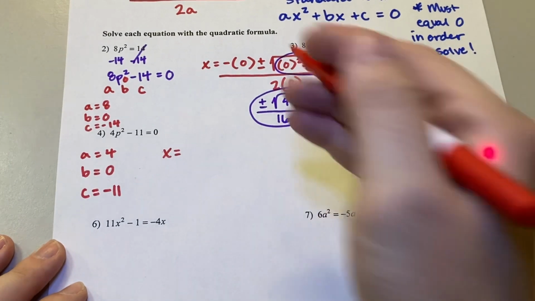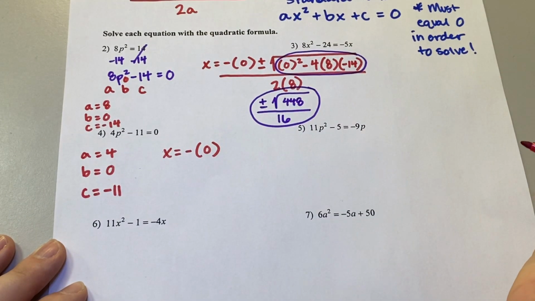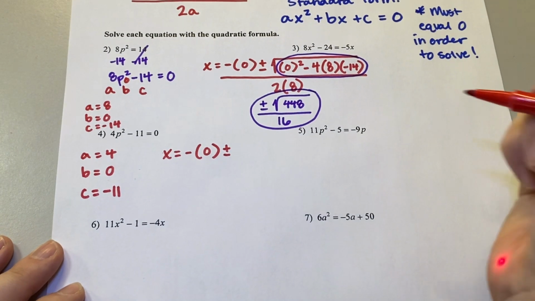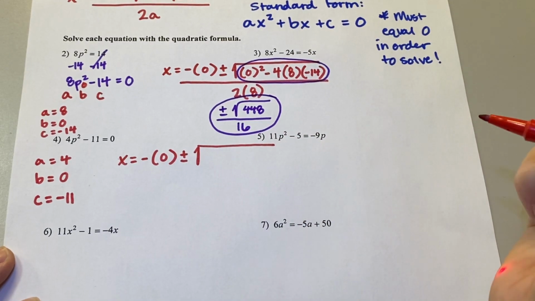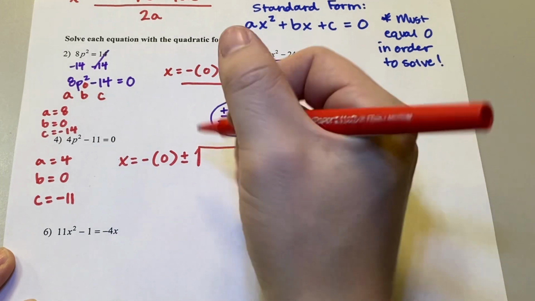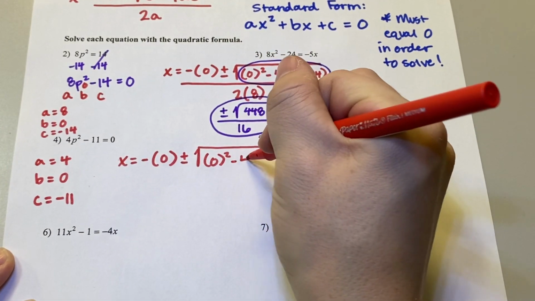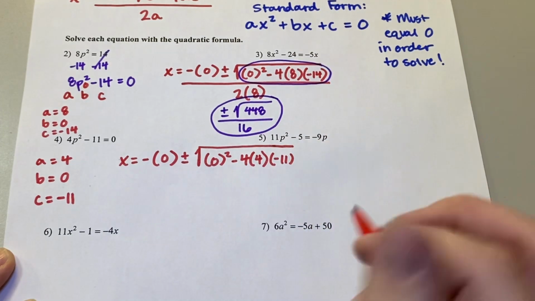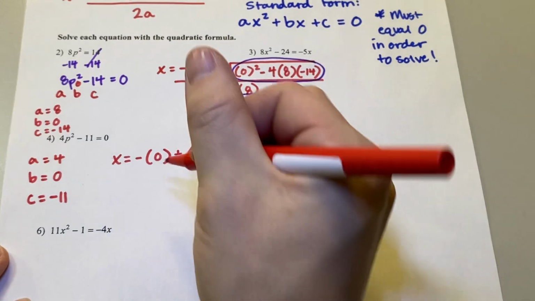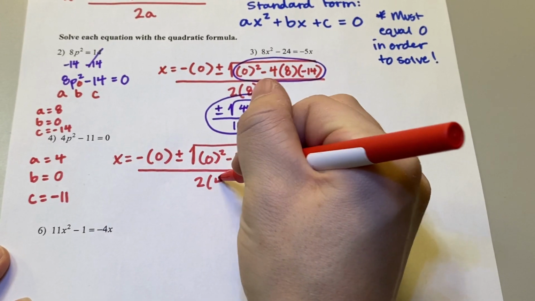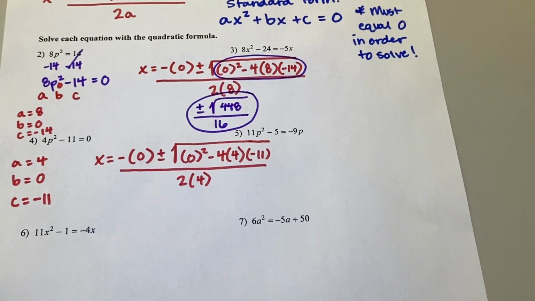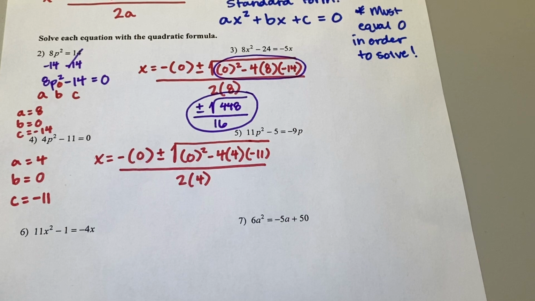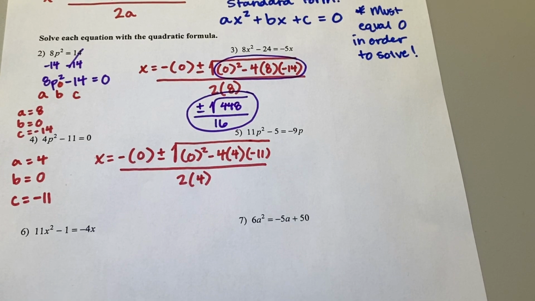X is equal to negative B, again our B is 0, plus or minus square root, feel free to go into number 5 space, we'll go ahead and skip him too, B squared, 0 squared, minus 4 times A, which was also 4, times C, which is negative 11. All being divided by 2 times A, so 2 times 4. It's long, but all we did there was identify A, B, and C and put them where they go in the formula. Your calculator can do the rest, honestly. It's tedious, it's not too hard, it's just kind of annoying, is what I would call it.